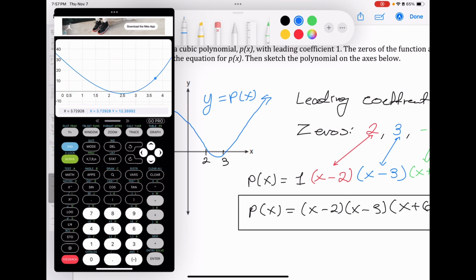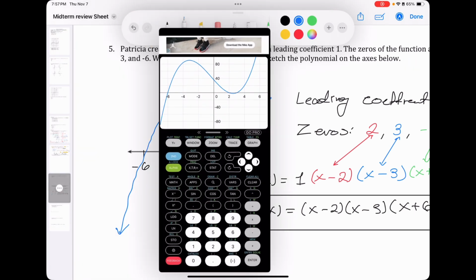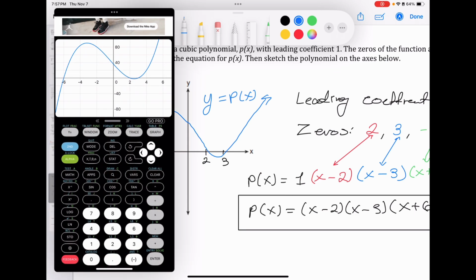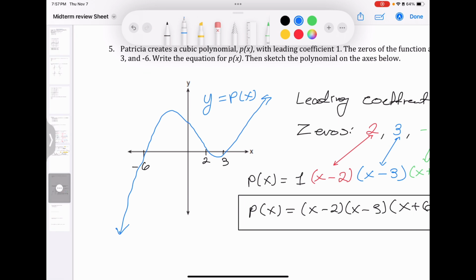Even still, when you zoom in, that's how it should look, right? It should go through both the 2 and the 3. All right, guys, so that is it for number 5. Actually, I don't know if I can move that over on this side. There's something new every day.